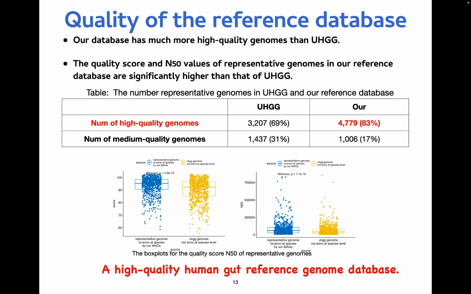Compared with other human gut genome catalogs such as UHGG, our database has much more high quality genomes. The quality score and N50 of representative genomes in our database are significantly higher than that of UHGG. All of these findings indicate that we have constructed a high-quality human gut reference genome database.